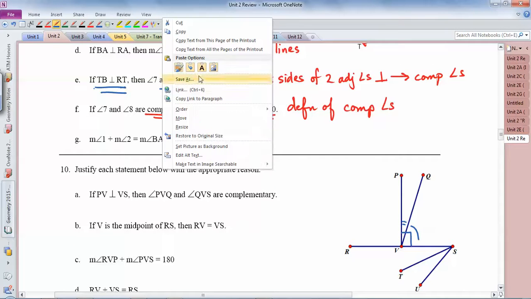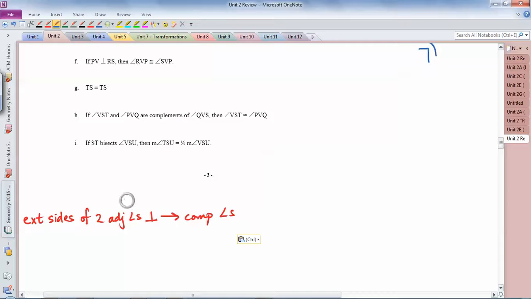Let's see if I can paste it. Of course, it didn't paste anywhere where I wanted it to.